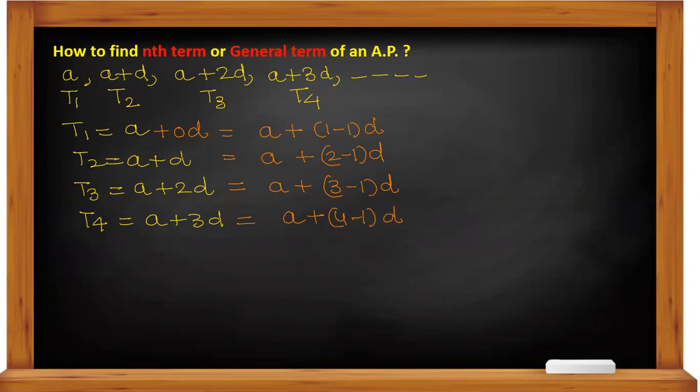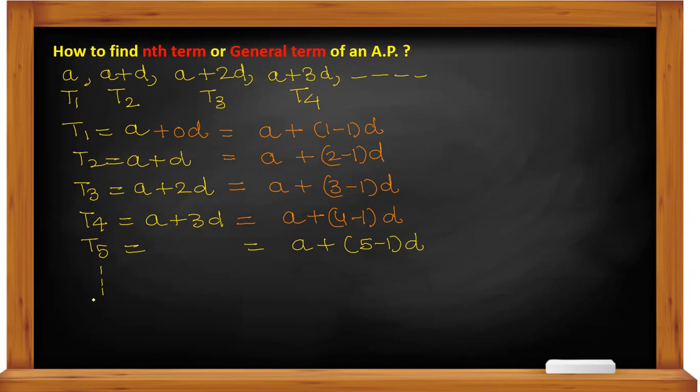Now, let us check the resemblance. T1 is a plus (1 minus 1) into d. T2 is a plus (2 minus 1) into d. T3 is a plus (3 minus 1) into d. T4 is a plus (4 minus 1) into d. Suppose I want to find T5, what will that be? It will be a plus (5 minus 1) into d.